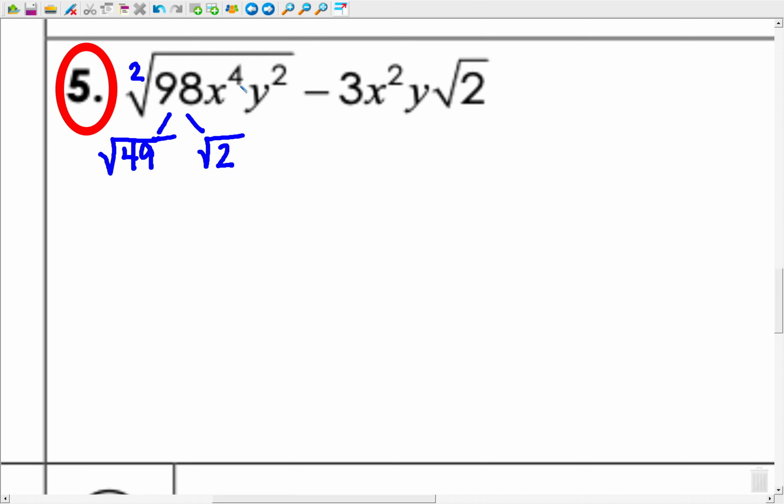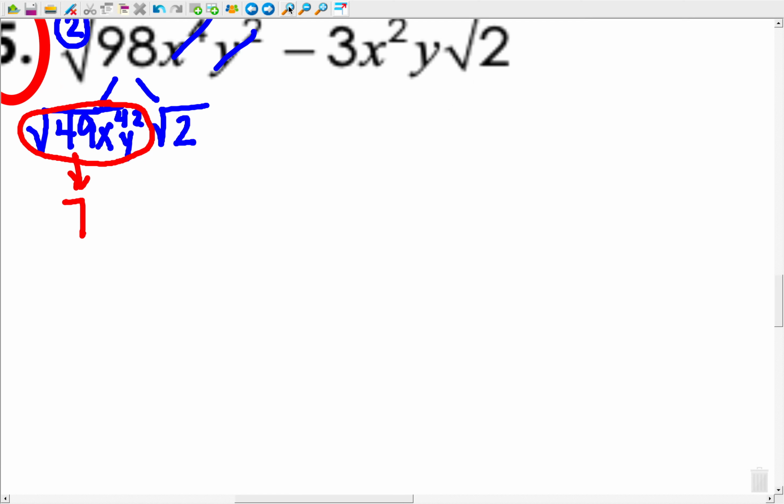And now let's look at the variables because we need to find multiples of my index. Is 4 a multiple of 2? Yes, so x to the 4th comes here. Is 2 a multiple of 2? Yes, so y to the 2nd comes here. There is nothing that goes into this portion right here because all of this was moved into the first radical. Now, I'm going to go ahead and simplify this. And this here, when I do the square root of 49, I get 7.